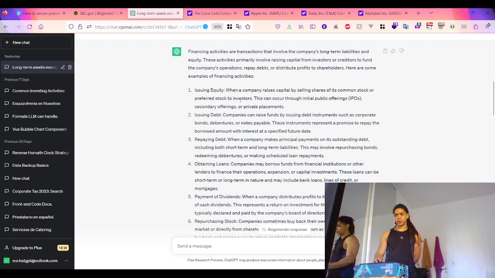Okay. So issuing debt is another financial instrument of a corporation, where this instrument represents a promise to repay the borrowed amount. So this is completely different from equity. When I issue debt, it's like I'm going to repay you this, but you don't own anything that I have. But if I issue equity, I give you a portion of ownership. Okay, and the other is repaying debt.